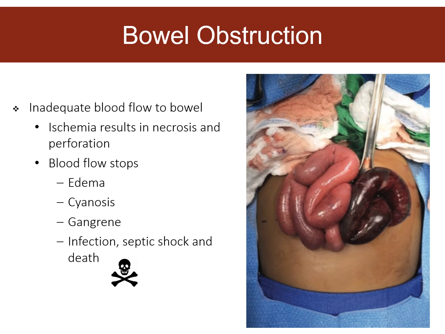Moving on to bowel obstruction. So this is inadequate blood flow to the bowel, and as you see in the picture, this is what it looks like when blood is not getting where it should be. It dies. So this ischemia results in necrosis and perforation, so it can rupture and then the contents will spill out, so that's what we're trying to avoid.